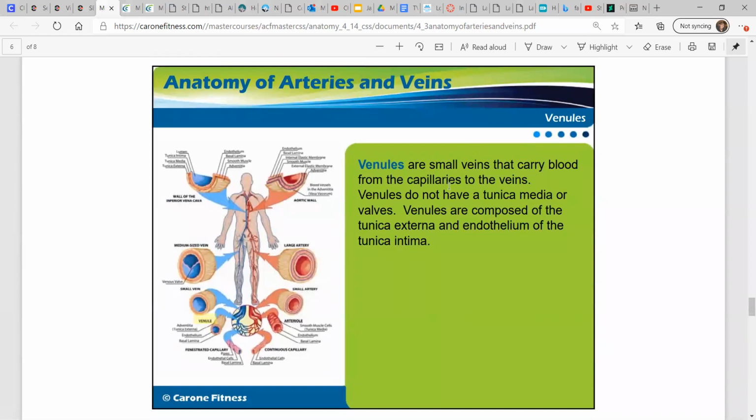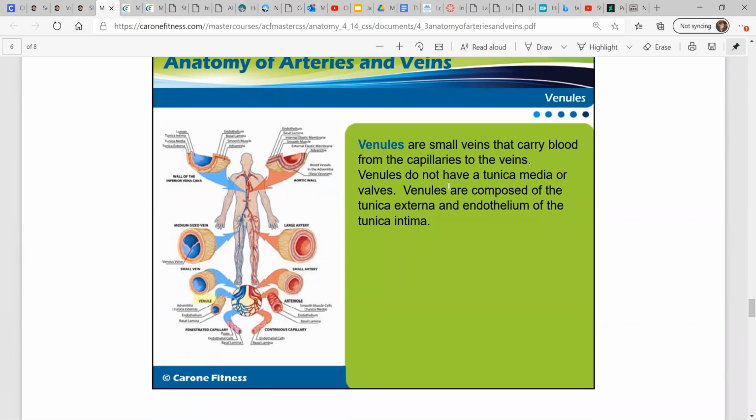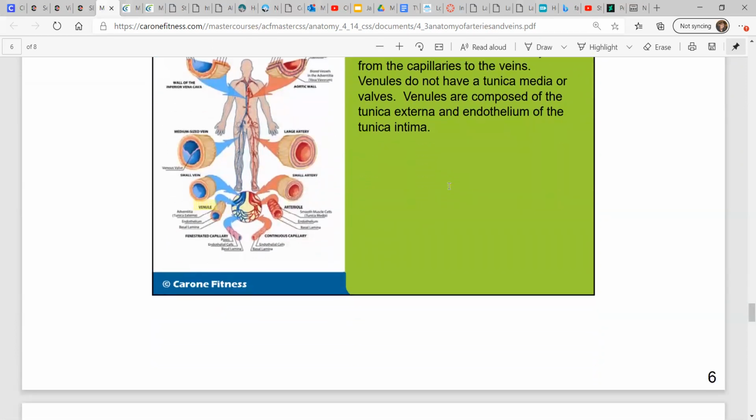Venules are small veins that carry blood from the capillaries to the veins. Venules do not have a tunica media or valves. Venules are composed of the tunica externa and endothelium of the tunica intima. So they're the smaller veins.